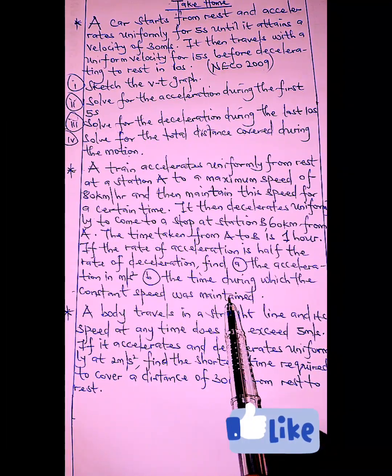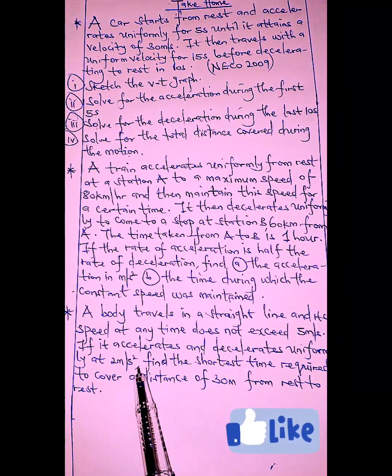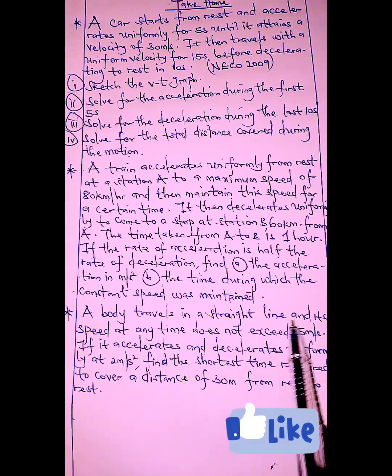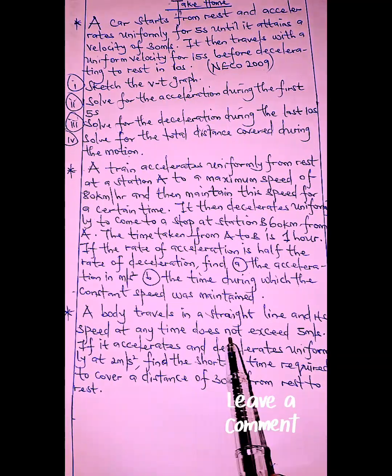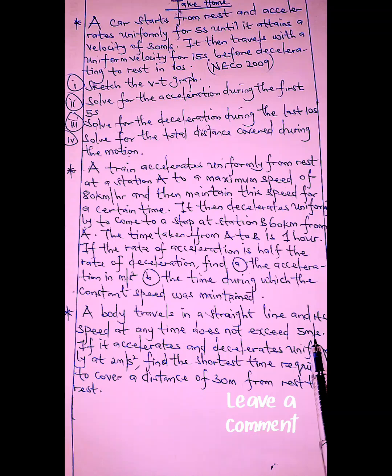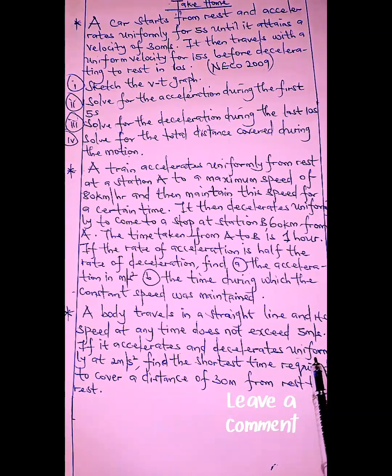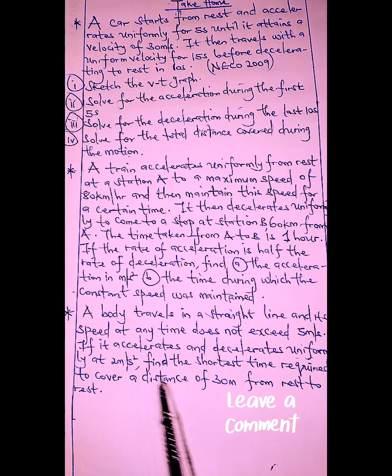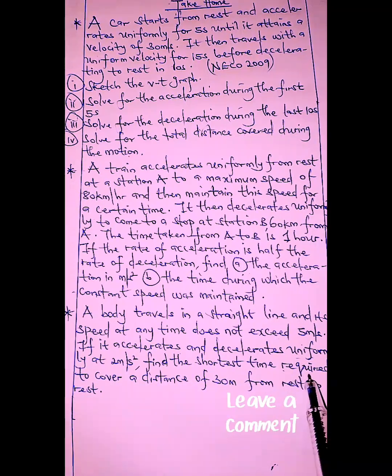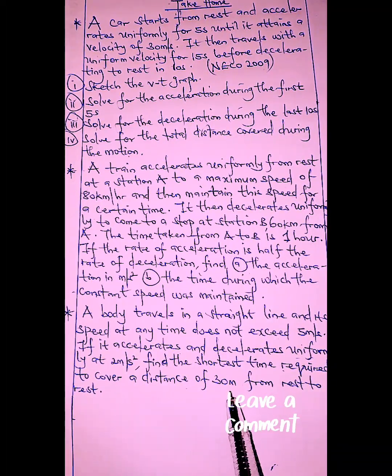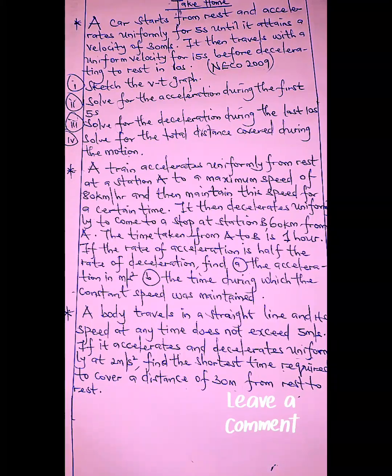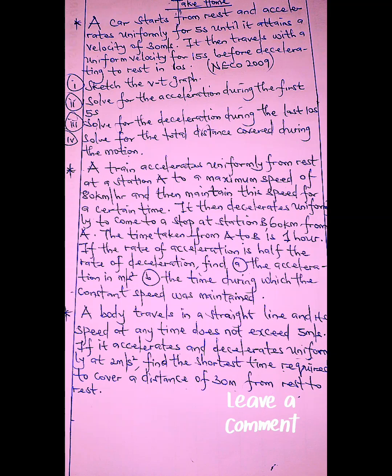The very last question is this: a body travels in a straight line and its speed at any time does not exceed 5 meters per second. If it accelerates and decelerates uniformly at 2 meters per second squared, find the shortest time required to cover a distance of 30 meters from rest to rest. So these are all the questions that will get us tested on how much we've got from today's lesson.